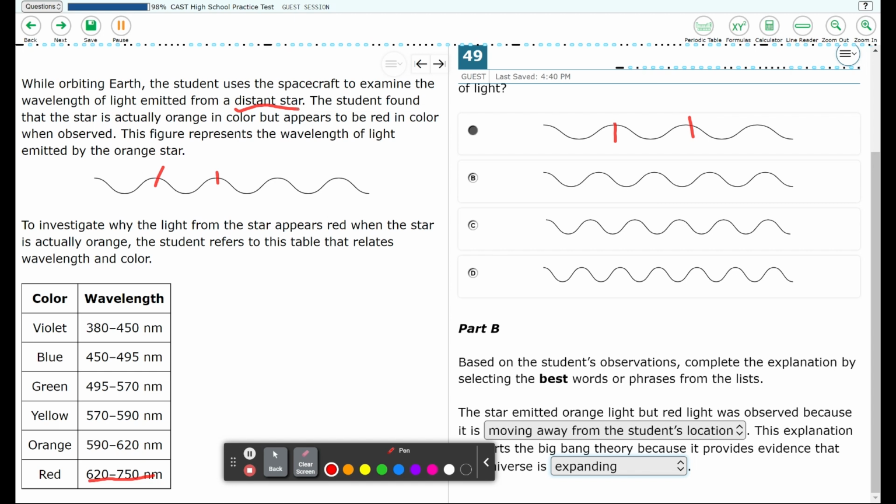The other thing that I have a slight problem with is saying that it's moving away from the student's location. It would probably be better to say the space in between the star and the student was expanding. It's a very egocentric thing to say that everything's moving away from us. Really, the whole universe is expanding. The spaces between are expanding, and that causes the stretching of the wavelengths.